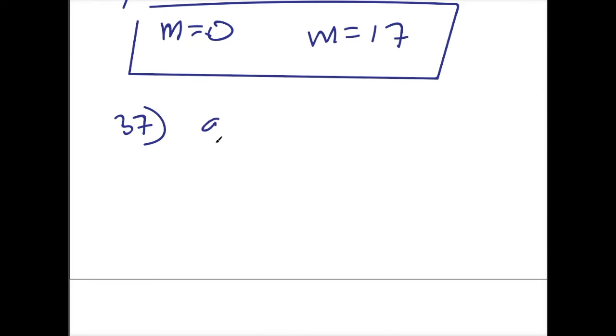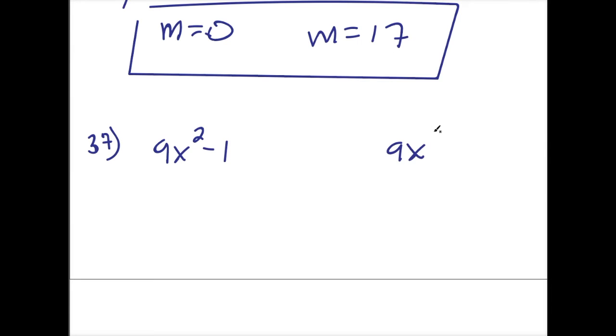37 is 9x squared equals 1. This one's kind of interesting. This one you can do two separate ways, so I'll show you both ways. The way the book probably wants you to do it is the way I'm going to show you first. Oh, look, I didn't write the problem right. 9x squared equals 1.